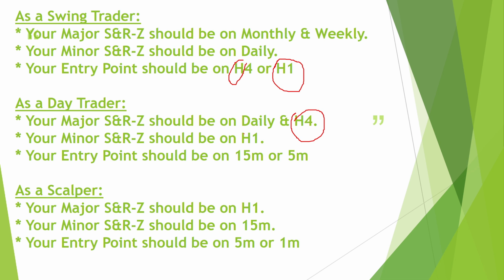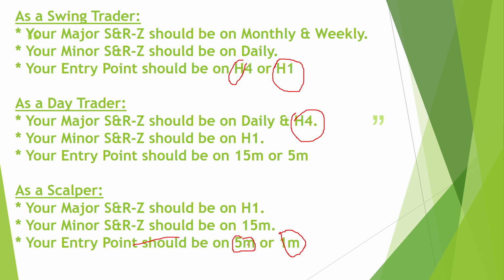As a scalper, you are just looking to enter the trade for a few minutes and hop out. So as a scalper, your major support and resistance levels should be on H1 or probably H4. Then your minor resistance and support levels should be on 15 minutes, where you watch how the market will react within this zone. You get it? Then your entry point should be on 5 minutes or 1 minute.